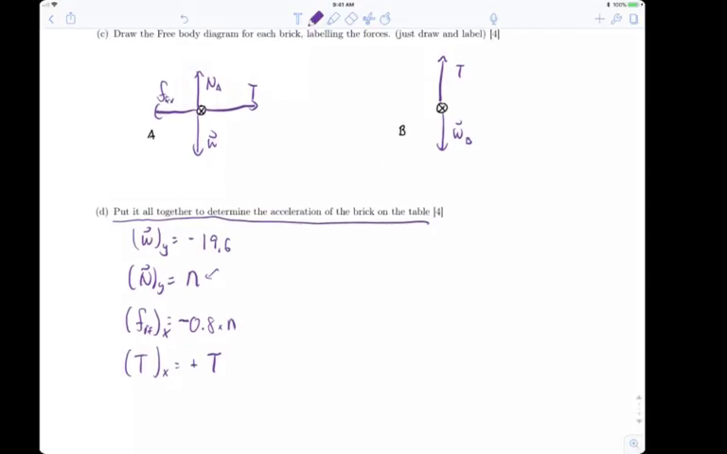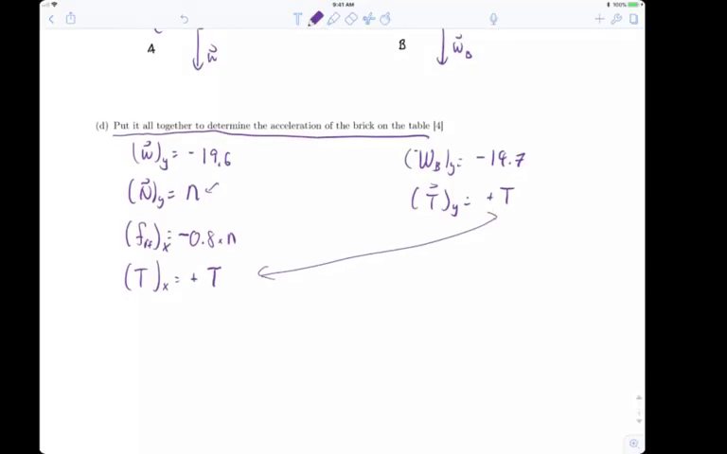Now these ones, there's tension, weight for B in the y direction is 1.5 times 9.81, minus 14.7, and tension is in the y direction, and I don't know its value, but it's upward and has the same magnitude. And now I'm going to add these all together. So you can do it like this. You don't have to write each and every term.